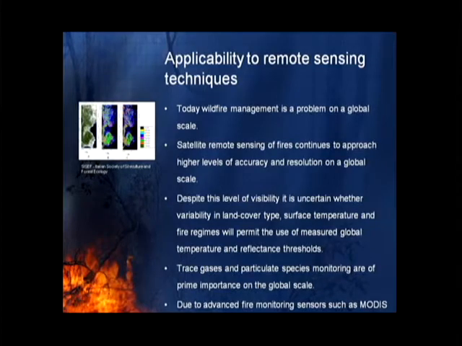Okay, one of the ways you input information into a model, like Rothermel's model, is you use remote sensing. Nowadays, you can find where a forest fire is using satellite technology. Today, wildfire management is a problem on a global scale. Satellite remote sensing of fires continues to approach higher levels of accuracy and resolution on a global scale. We're about to look into that. Despite this level of visibility, it's uncertain whether variability in land cover type, surface temperature, and fire regimes will permit the use of measured global temperature and reflectance threshold, meaning there's an area of uncertainty.